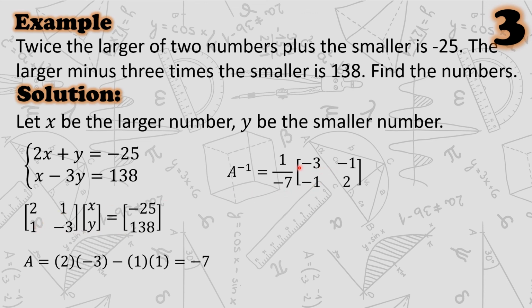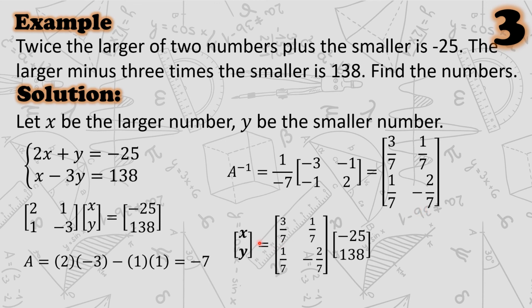Performing the scalar multiplication, negative 1 over 7 times negative 3, that will be positive 3 over 7. Next element, we have 1 over negative 7 times negative 1, that is 1 over 7. In the second row, we have 1 over negative 7 times negative 1, 1 over 7. And then the last element in the second row, 1 over negative 7 times 2, that is negative 2 over 7. And then finally, we'll get the values for x and y.